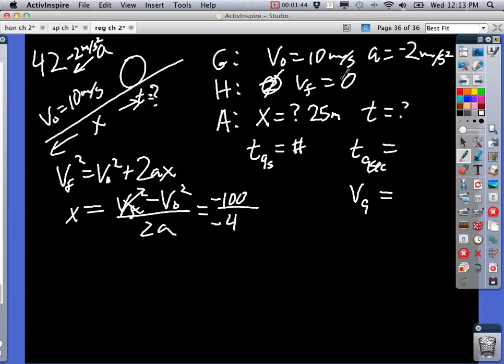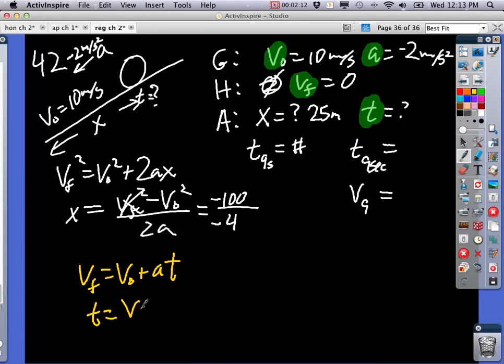Now, let's do the next one. Again, I say, here's T, A, V0, and VF. Now, what equation do I use? Look on your formula sheet. Use V equals V0 plus AT. There you go. See how we're doing this? So then I just say T is equal to VF minus V0 over A.